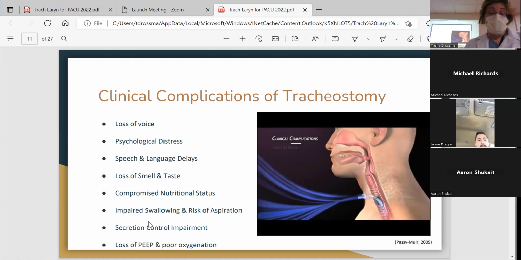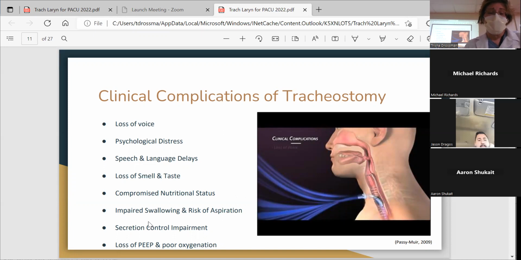So, and of course, they'll have issues with swallowing and can have a risk of aspiration, which is why we have SLP see our patients while they're in the hospital, and then they follow them ongoing in the clinic too, to get them back to hopefully an optimal oral diet.